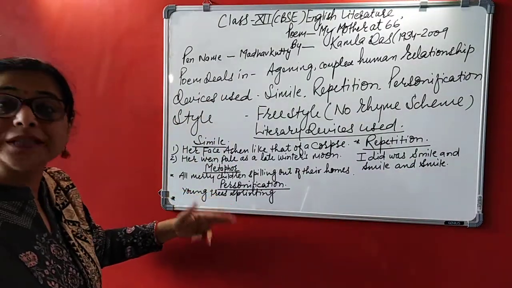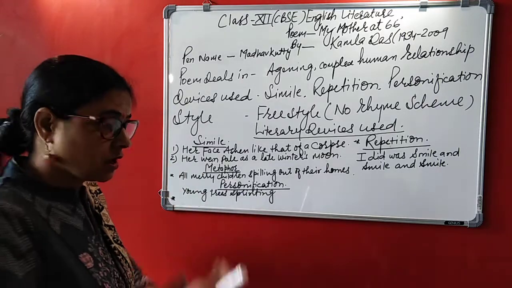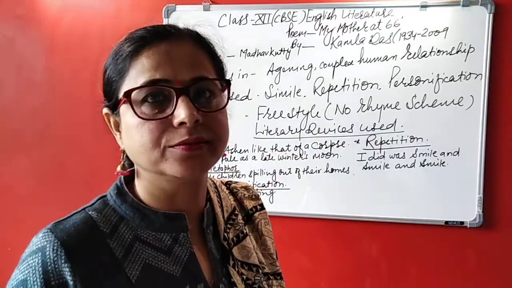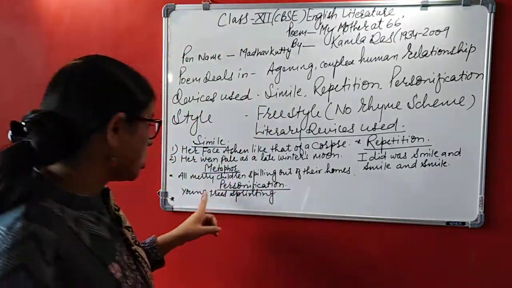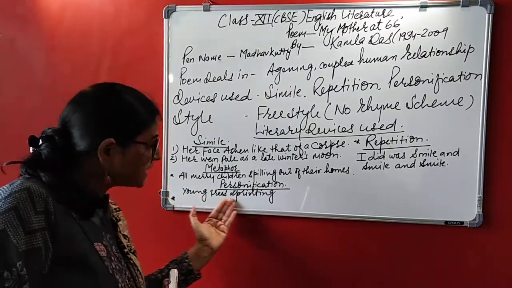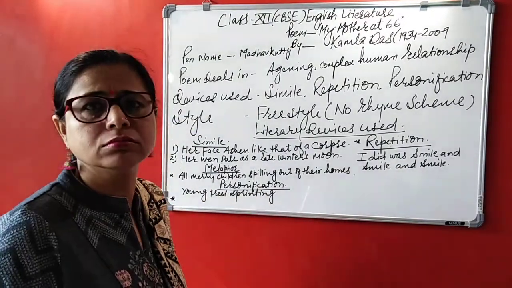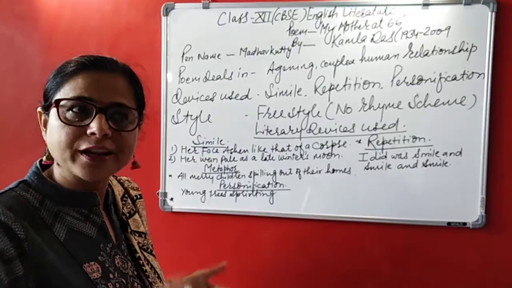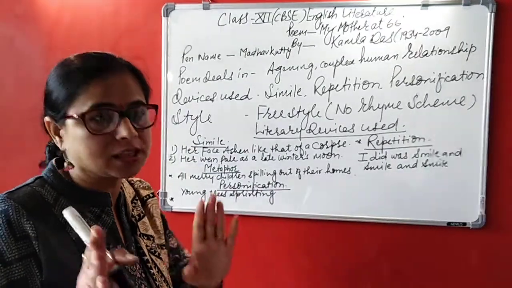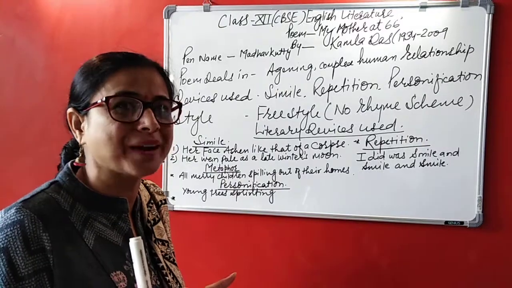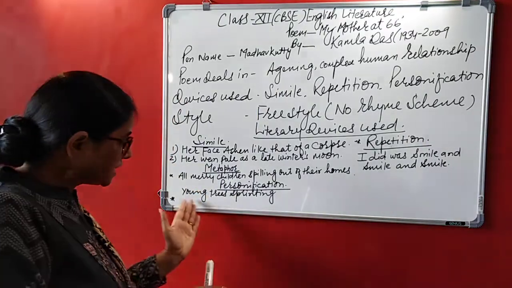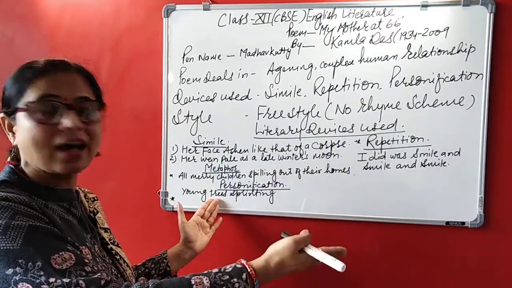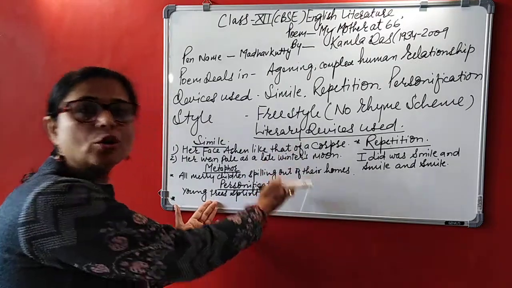Then let's come to personification. What is personification? It is where non-living things are compared to living things. Non-living things like "young trees sprinting." Sprint means run. Trees never run. It seems that they are running while we are driving in a car or a bus. We see that the trees seem to be sprinting, but they don't sprint. So they have been presented as if the trees were sprinting. Trees are non-living things, so here the poet has used personification.